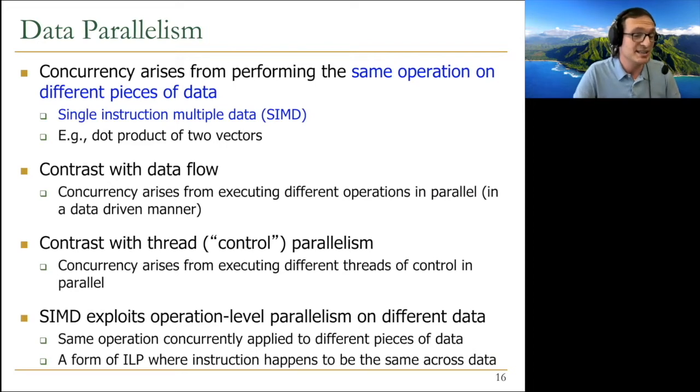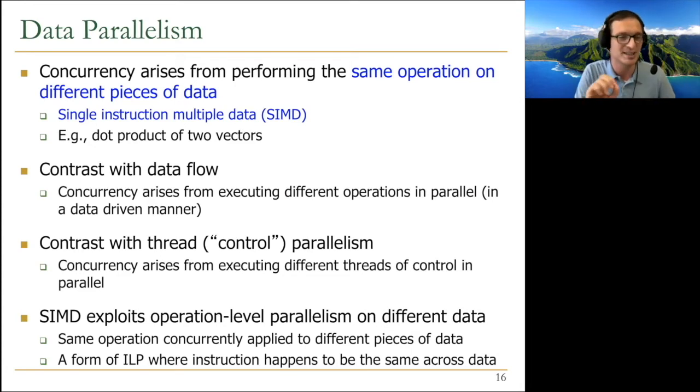So essentially, SIMD exploits operation level parallelism on different data. Same operations concurrently applied to different pieces of data. It's really a form of instruction level parallelism or operation level parallelism, whatever you would like to call it. But the instruction happens to be the same across the data, basically. So you're adding two vectors, vectors A and B, element-wise addition. Basically, you're doing the addition on every single element of those vectors. If the vectors have 1 million elements, you're going through vector elements 0, 1, 2, 3, 4, 5, 6, all the way to 1 million minus 1, and doing that addition 1 million times. Okay, so it's really a form of instruction level parallelism also.